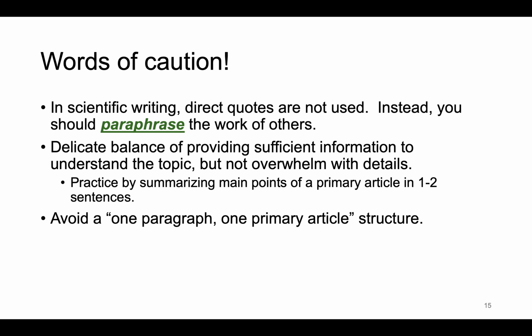The other word of caution for literature reviews is to try to avoid one paragraph, one primary article structures. Typically, you are going to have a paragraph that focuses on a particular topic. I encourage you to cite multiple sources, and it's totally normal to cite the same source multiple times within your document, because you may be pulling different aspects of a single primary source into different pieces of your document. So try to avoid this one paragraph, one primary article structure.